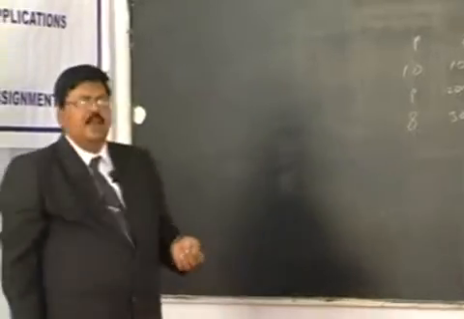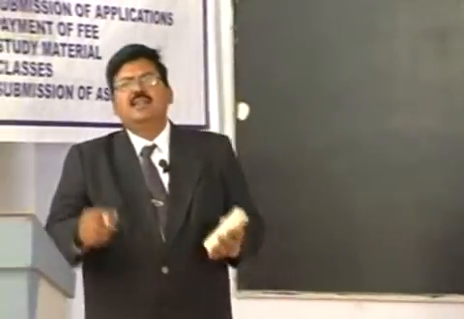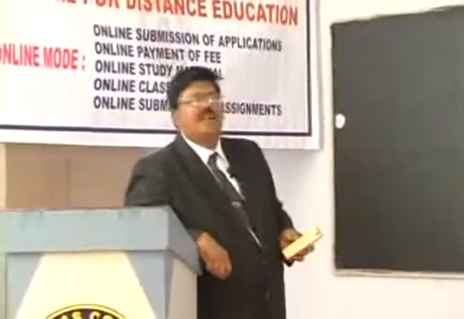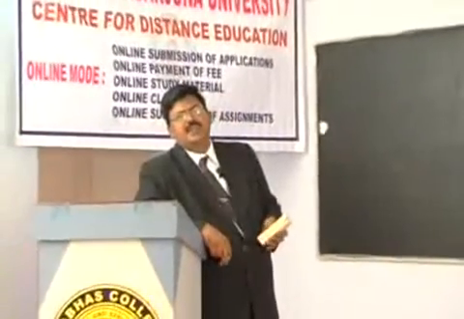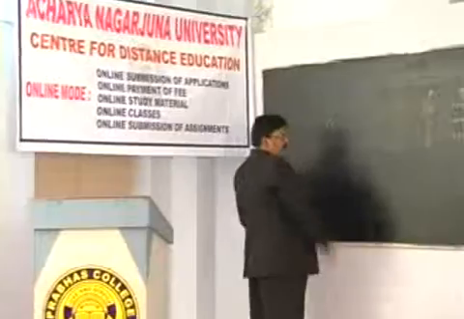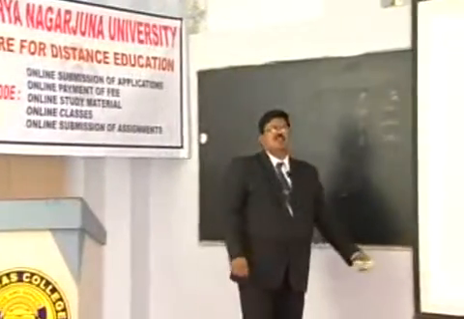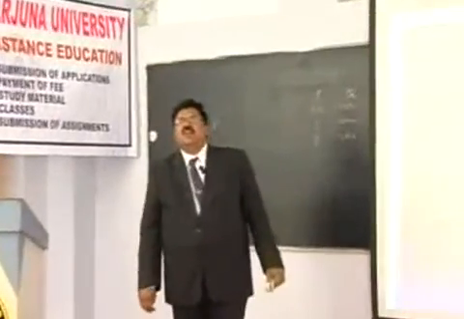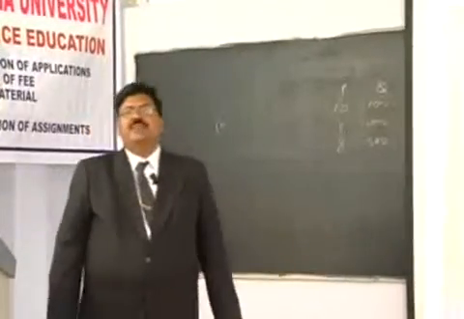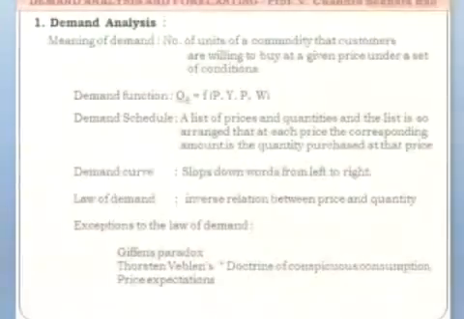Okay. Now let us see what are the exceptions to the law of demand. There are three possible exceptions to the general rule. One is Giffen's paradox, the second is Thorstein Veblen's doctrine of conspicuous consumption, and the third is the price expectations of people. Let us discuss these three in detail.